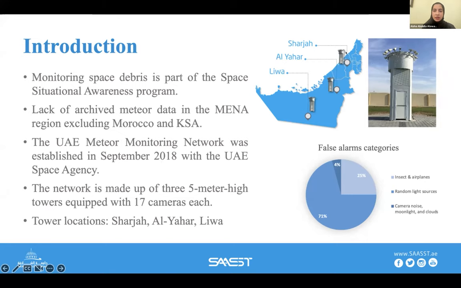And as we can see here in the map, the network consists of three towers. One is located in Sharjah. This is in the Academy's premise. This is in a heavily light polluted area. The second tower is in Al-Yahar. The third one is in Liwa. And each tower is 5 meters high. Each is equipped with 17 cameras. It's a mixture of 6 and 8 mm lenses, as well as a fisheye lens.